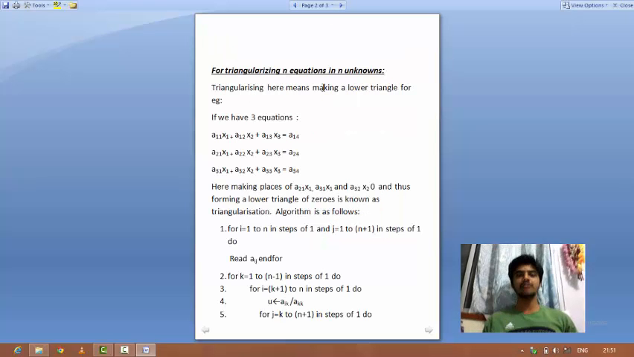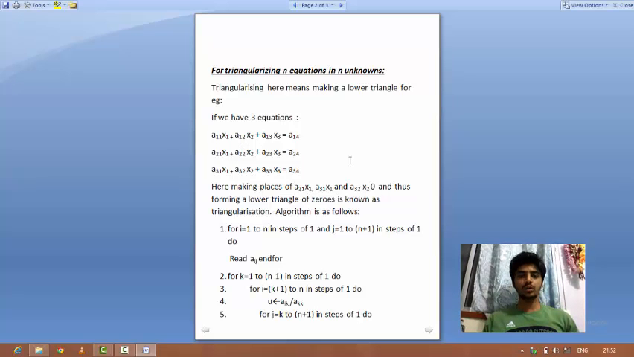So how does this method work? For this illustration, let's take an example. Here we have three equations: a11x1 + a12x2 + a13x3 = a14, a21x1 + a22x2 + a23x3 = a24, a31x1 + a32x2 + a33x3 = a34. We are making the places of a21x1, a31x1 and a32x2 as 0, and thus forming a lower triangle of 0s. This is known as triangularization, and this is basically the basis of the Gauss elimination method.